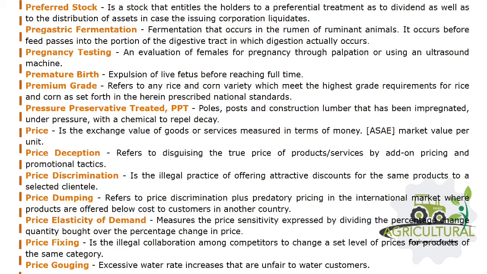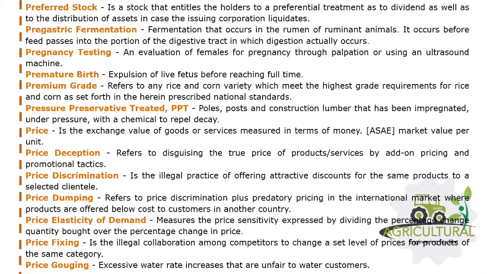Pregastric fermentation, fermentation that occurs in the rumen of ruminant animals. It occurs before feed passes into the portion of the digestive tract in which digestion actually occurs. Pregnancy testing, an evaluation of females for pregnancy through palpation or using an ultrasound machine. Premature birth, expulsion of a live fetus before reaching full term.